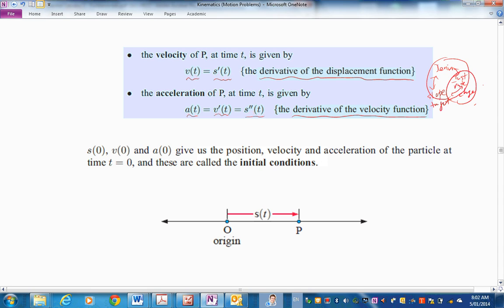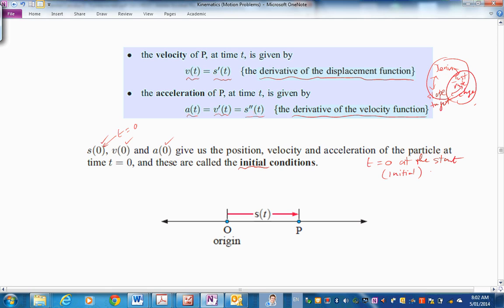Alright, let's go on with a bit of other stuff now. This notation, s of naught, v of naught and a of naught, means, as with usual functions, in place of t, you're putting t as naught in each of those spots. So that's what's happening initially, because t equals naught means at the start. When you're starting the clock on your experiment, at the start, and that's the word initial.